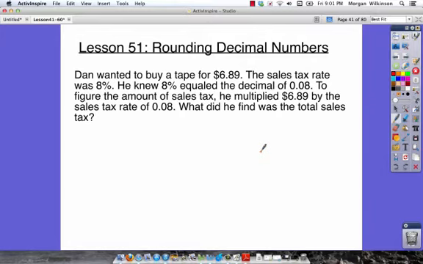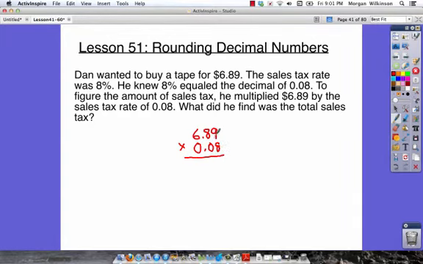Now, in this question, we know we're multiplying decimals. We know how to multiply decimals. We can set this problem up of $6.89. We can leave the dollar symbol off for now. We'll put it on in the end. Times 0.08. Let's go ahead and find out what the total sales tax was by doing the multiplication that Dan did.